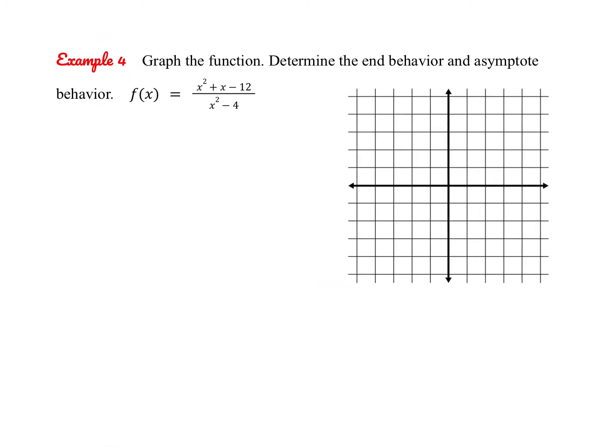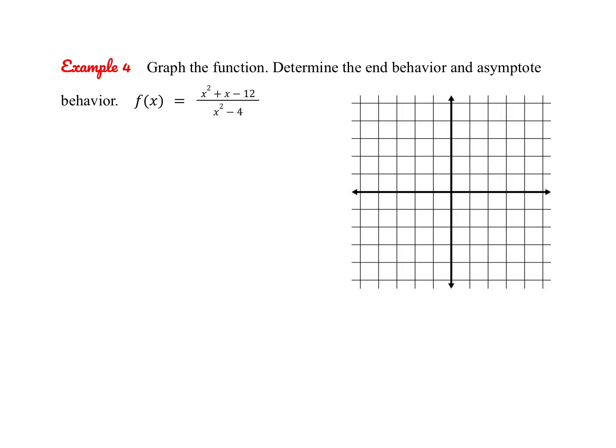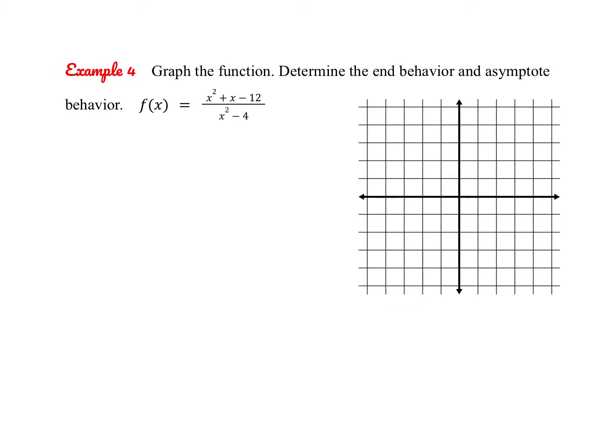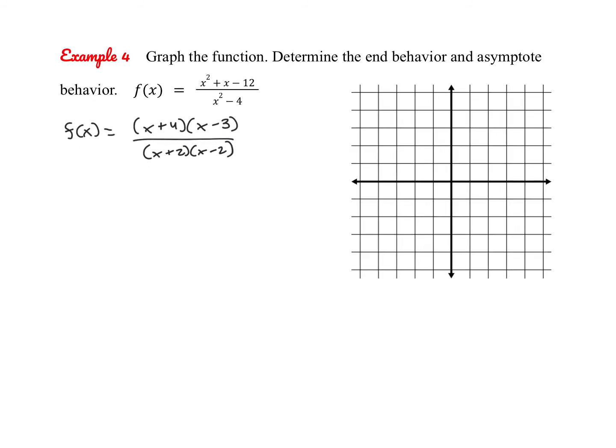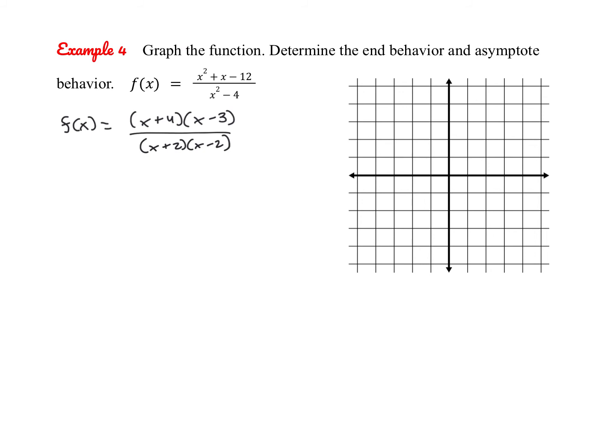All right, we're going to try another one together here. So again, let's start by factoring. So x plus 4 times x minus 3 over x plus 2 times x minus 2. So we don't have any removable discontinuities, no holes. So we can start with our vertical asymptotes. They're going to occur at positive and negative 2. Those are domain restrictions.